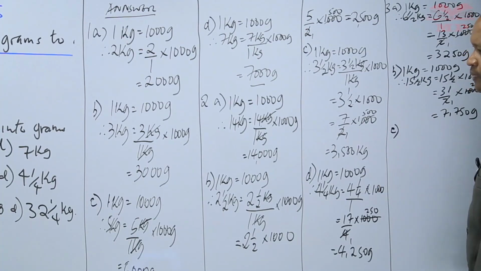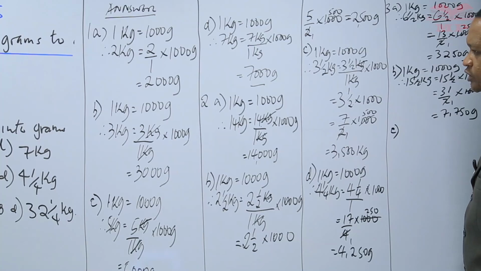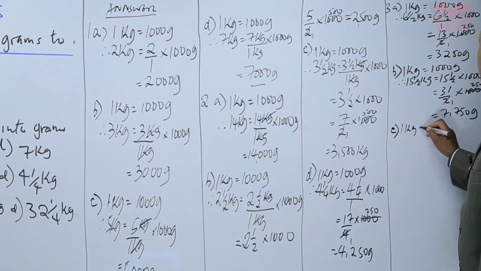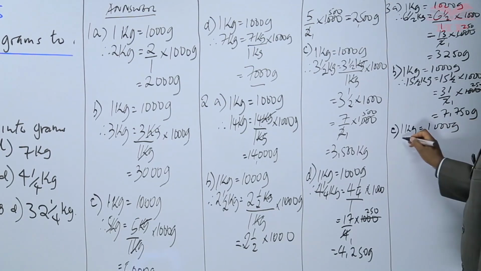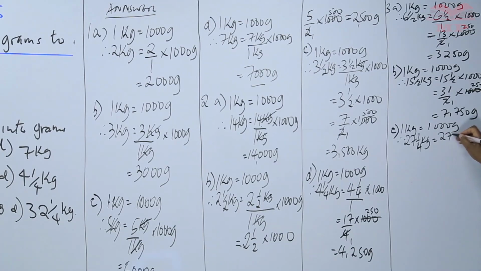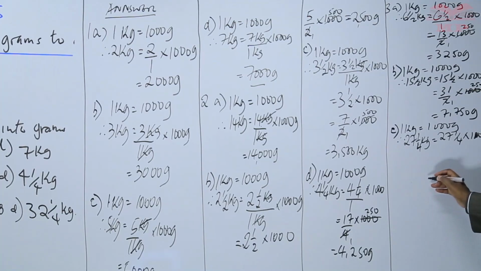We now convert 27.25 kilograms into grams. 1 kilogram is equal to 1,000 grams. Therefore 27.25 kg is equal to 27.25 times 1,000.